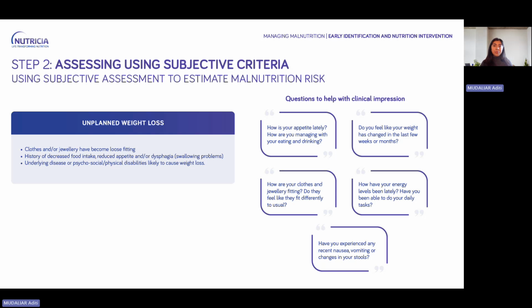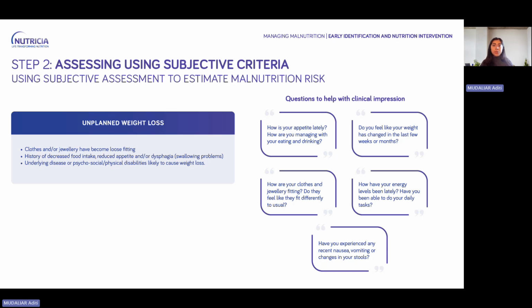On to step 2. For all individuals who are malnourished or at risk, it's important to consider the underlying cause to help identify the most appropriate nutritional care. Remember that some treatments and medications can have side effects which can impact eating and drinking, and therefore your patient's nutritional status. With the shift from in-person to virtual or telephone appointments, it's important to acknowledge that you may not always have the most up-to-date clinical picture.